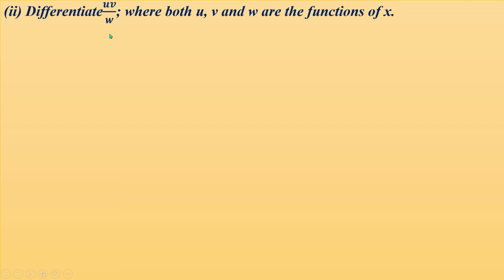Another form is u into v divided by w, where u, v and w are all functions of x. This is the given condition. That means let y is equal to u v divided by w.